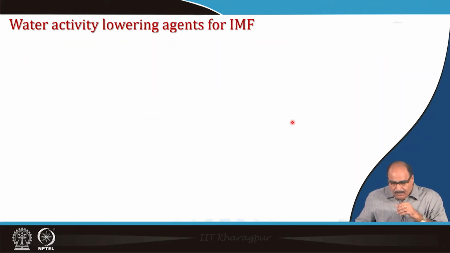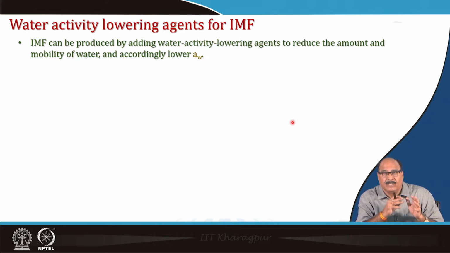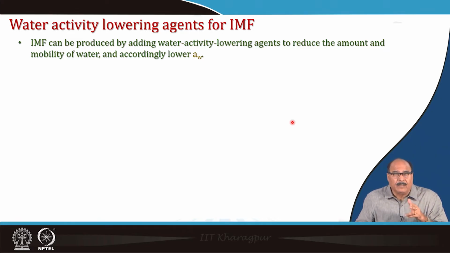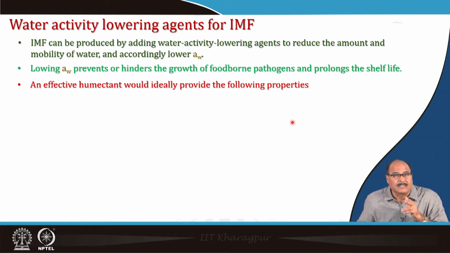Water activity lowering agents for intermediate moisture foods. The IMF can be produced by adding water activity lowering agents to reduce the amount and mobility of the water, and accordingly to lower the water activity. Lowering water activity prevents or hinders the growth of foodborne pathogens and prolongs the shelf life.